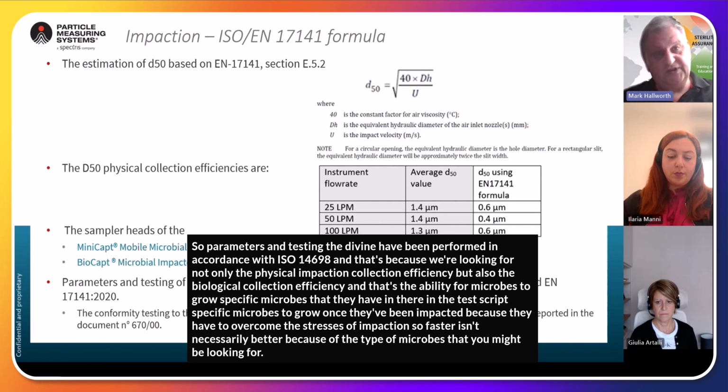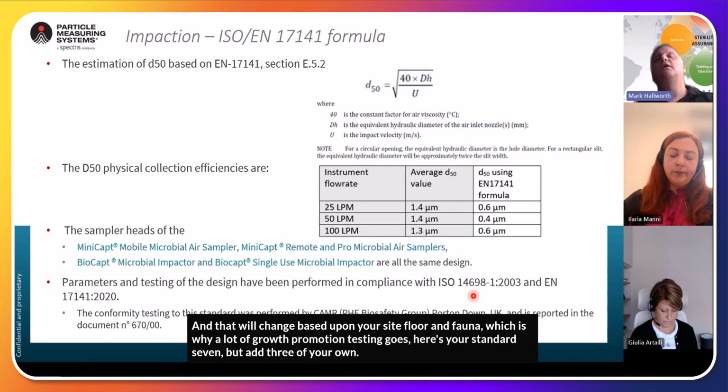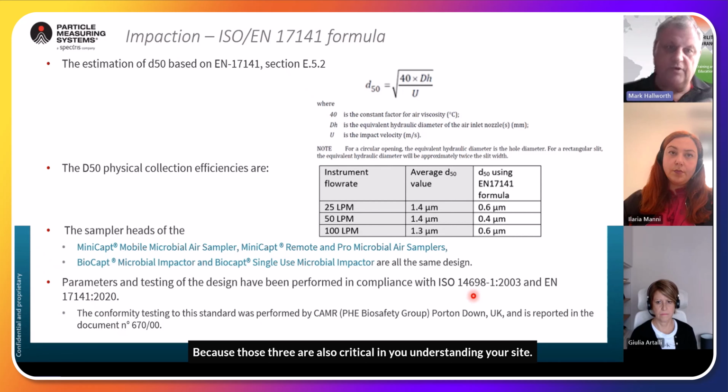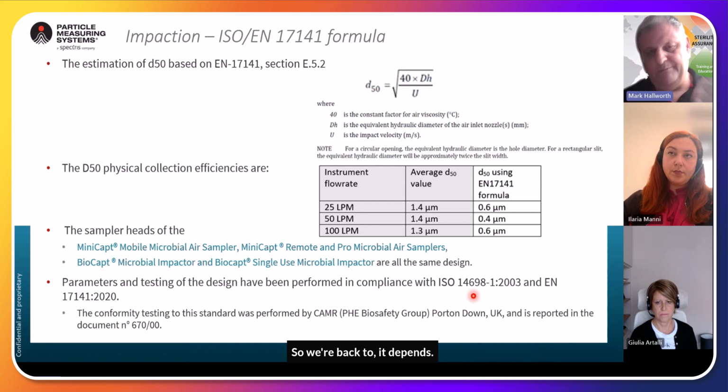So faster isn't necessarily better because of the type of microbes that you might be looking for, and that will change based upon your site flora and fauna, which is why a lot of growth promotion testing goes, here's your standard 7, but add 3 of your own, because those 3 are also critical in you understanding your site. So we're back to, it depends.